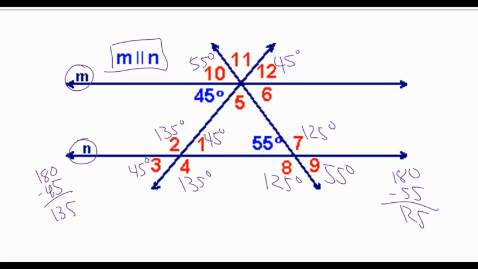Finally, sticking with the 55 degrees, I want you to look at angle 9. That corresponds with angle 6. So angle 6 is also going to be 55 degrees. So now I'm almost done. I just need angles 5 and 11.